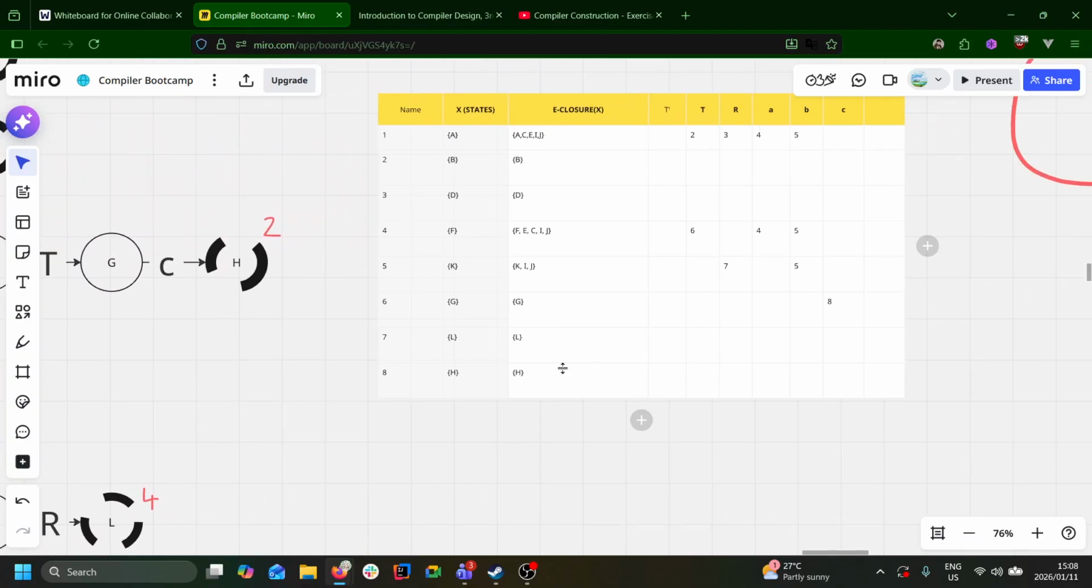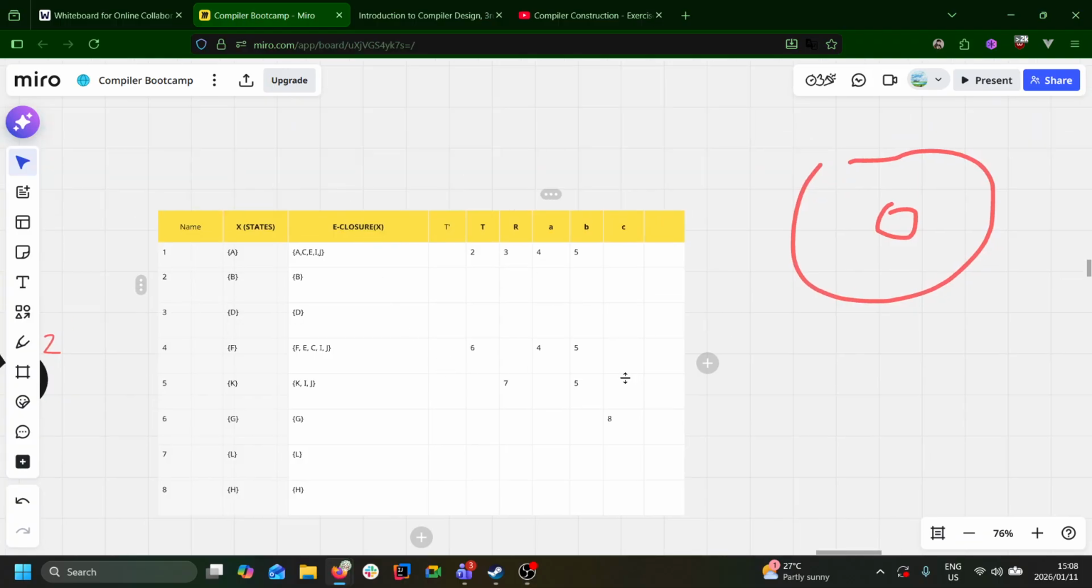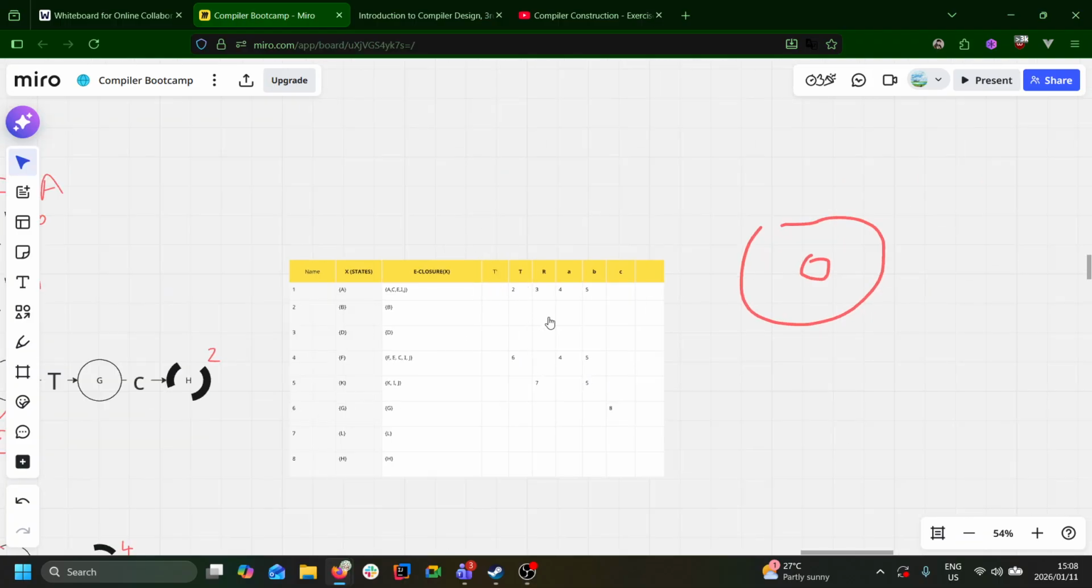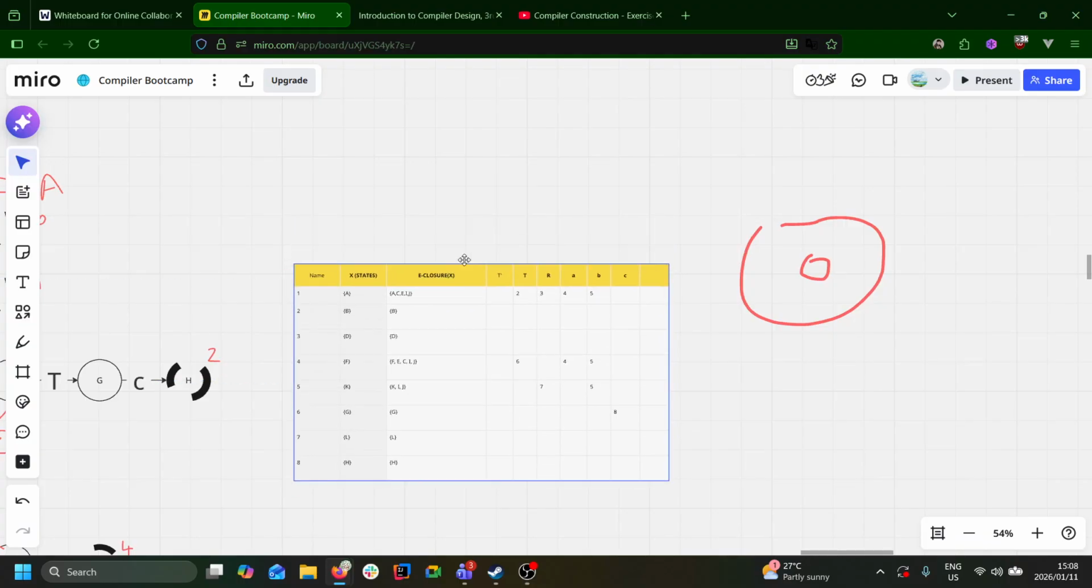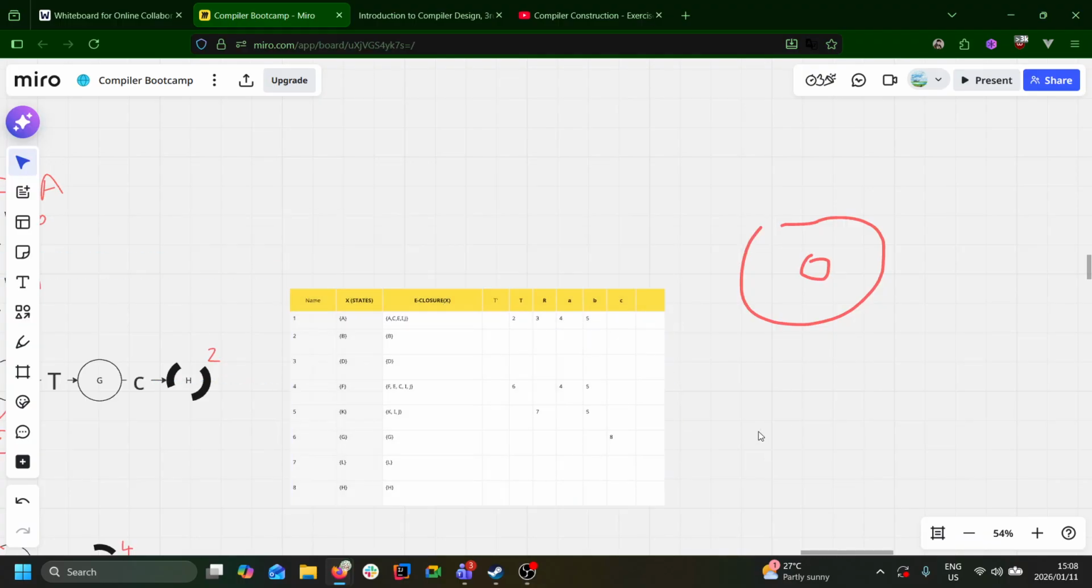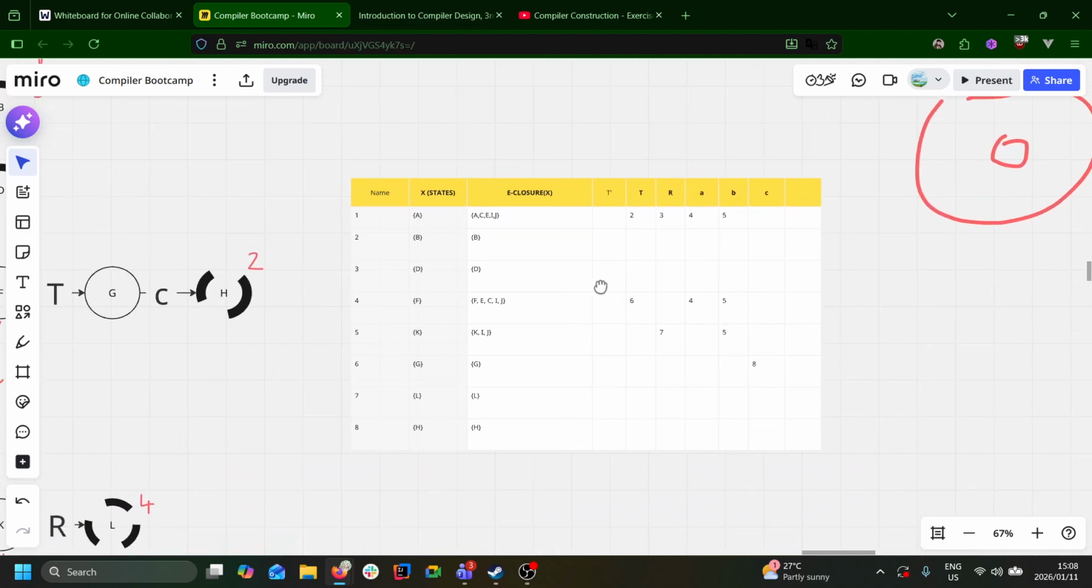Since we don't have any more rows to process, this is our final table, our DFA. You could draw this DFA, but you don't have to. This table is all you need to answer the question.